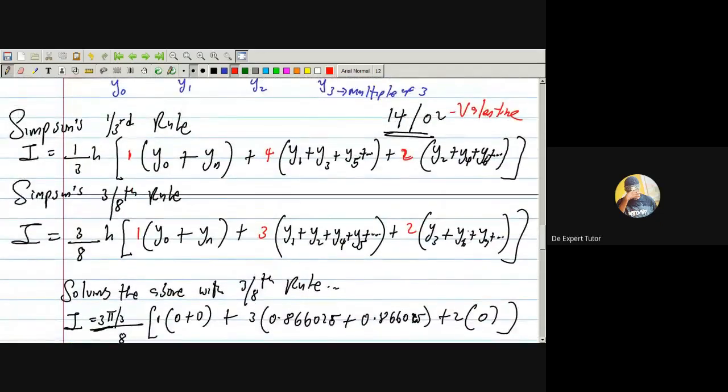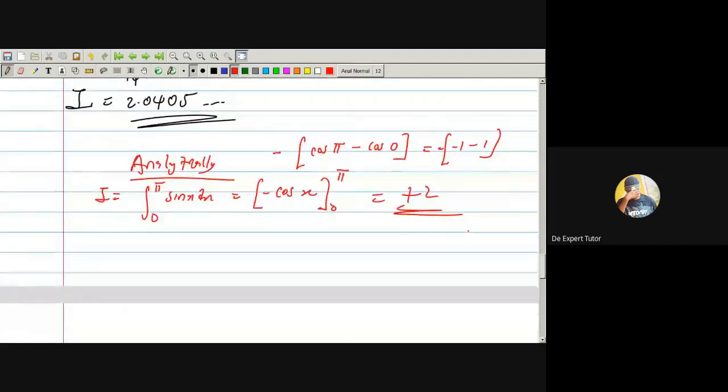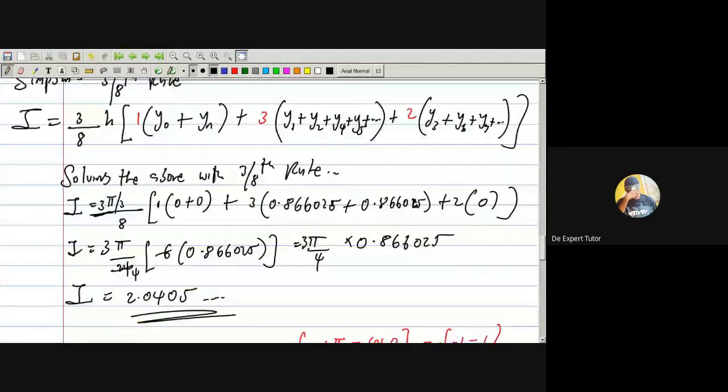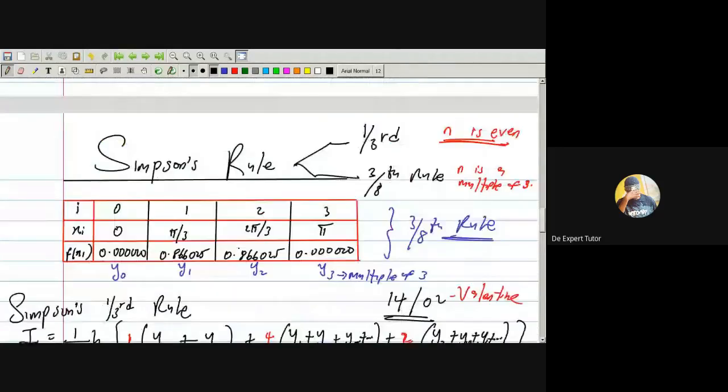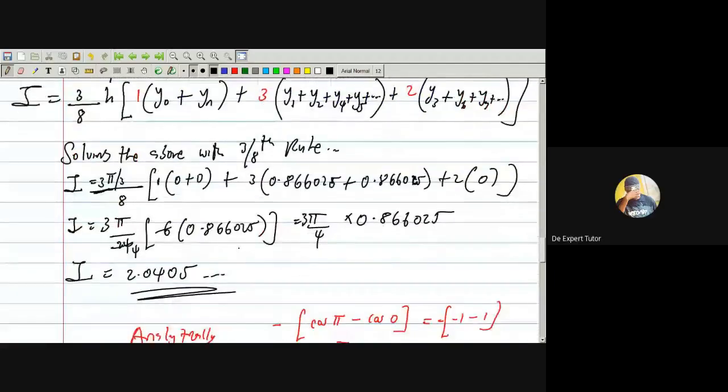If I use the 1/3 rule, to show that the 1/3 rule is not really accurate for this, try the 1/3 rule by yourself. You'll have your answer to be 1.814529. The trapezoidal rule is very close, 1.99. Also, this 3/8 rule is close.